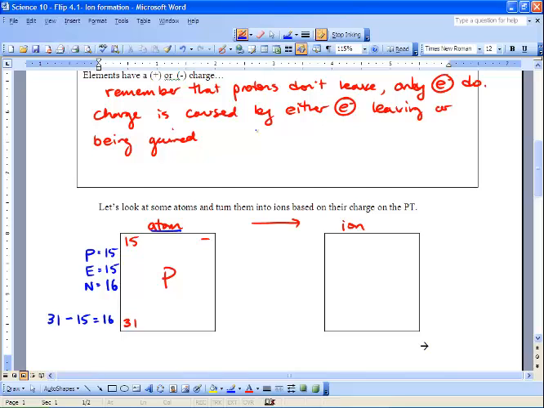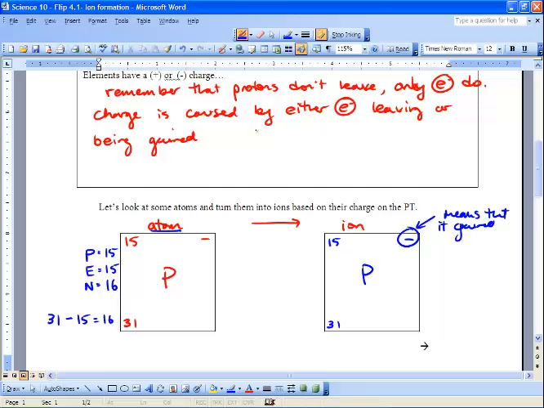All right, so now we've got a phosphorus ion. Well, we still have the exact same number of protons, exact same number of neutrons, but we have to deal with this pesky little charge there. Well, what does that mean? This means, if it's a negative, that we gained an electron. That's what that negative means. If that was a positive, it would mean that it lost electrons. When we add electrons to something, it gets more negative.